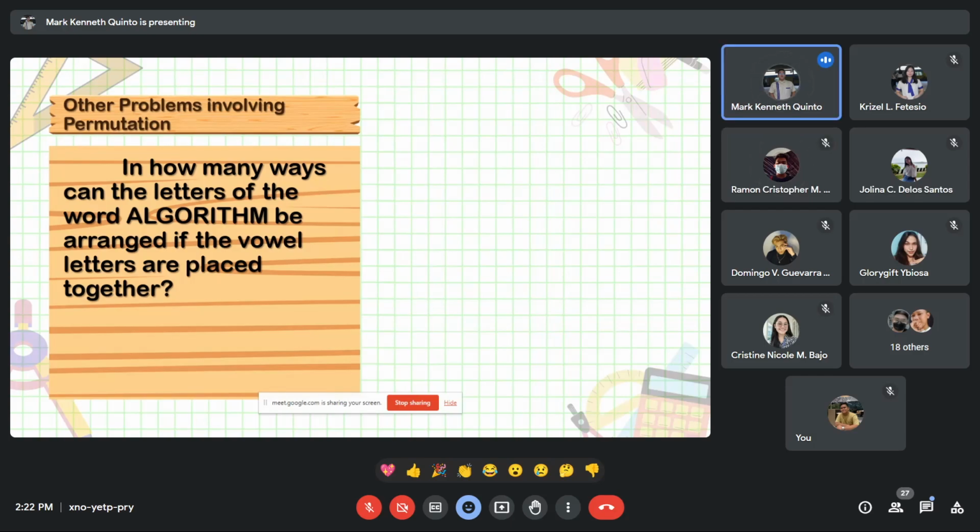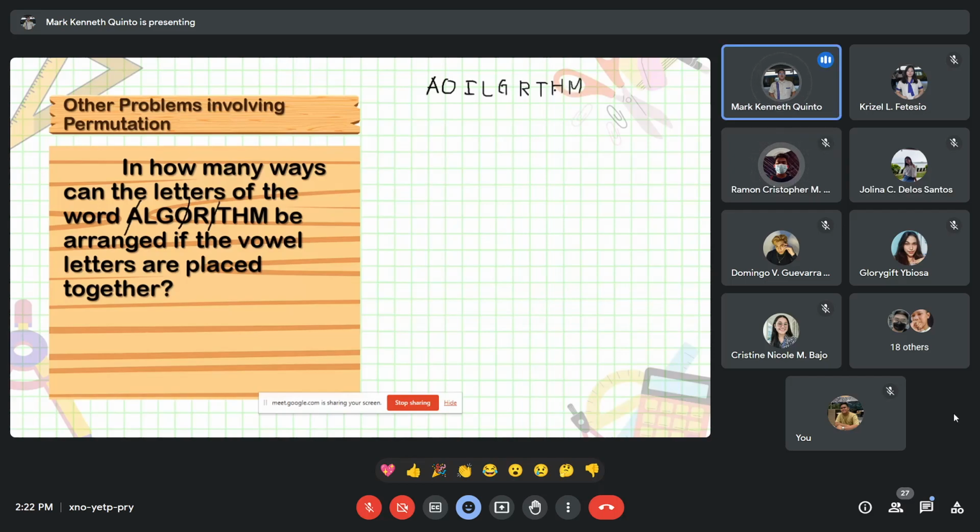Okay, so let's use the representation. So let's get first the vowel. In algorithm, the vowel is A, O, and I. So dapat magkakatabi na sila. So we have to write A, O, and I. So ano yung mga natira? We have letter L, G, R, T, H, M. 7 pala yung magiging N, sorry.